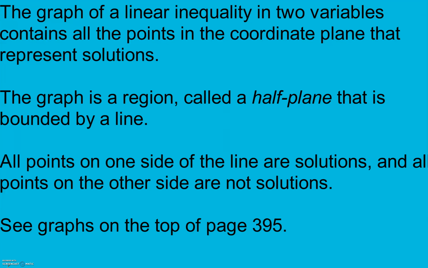If we look on the top of page 395, here they have a couple examples. So on the left, they have the inequality y greater than 3 over 2x minus 1. So they still started at the intercept, negative 1, and went up 3 over 2 with their line. The difference here is that it's a dotted line, because it's not equal to. So we just use that line as a separating point, but those points aren't on that line. If we look at our inequality, it doesn't have the little equal to line. So it's a dotted line.